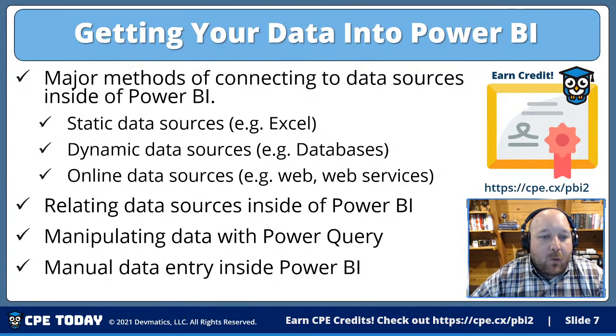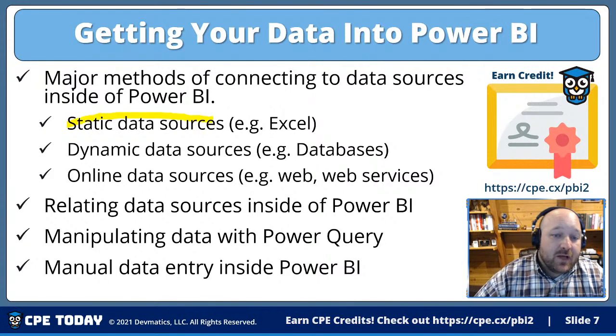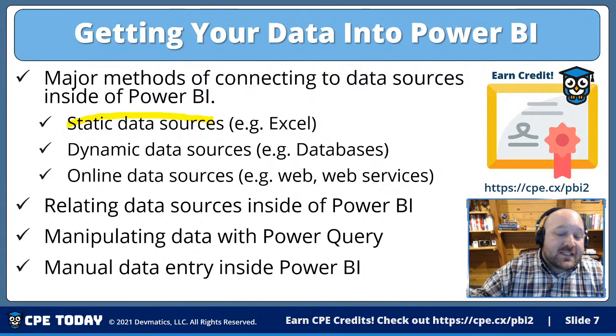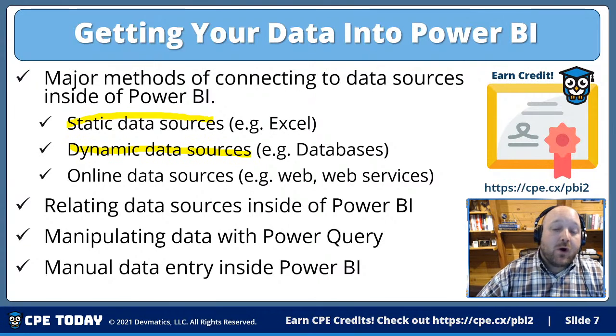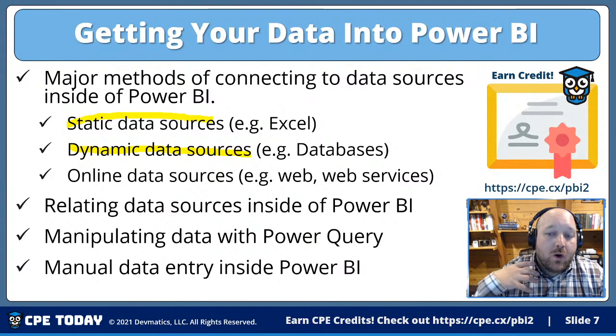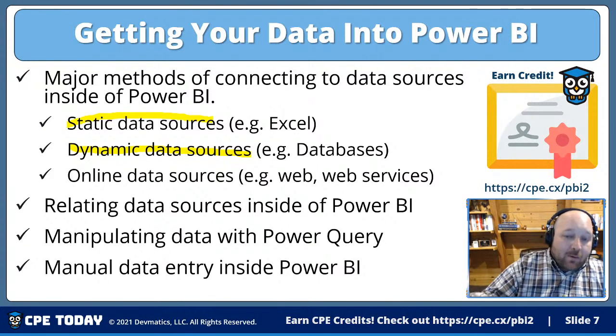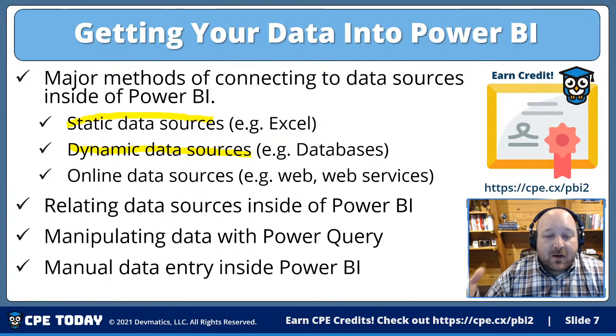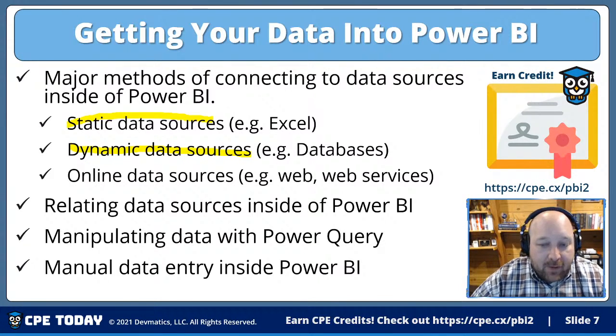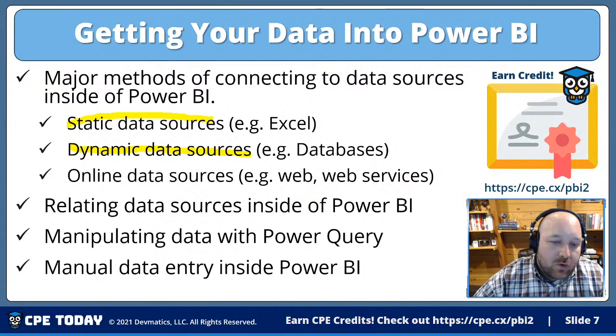Within Power BI, we can connect to a bunch of different types of things. Static stuff, for example, an Excel file, a CSV file, a tab file, whatever it might be. Dynamic stuff, which would be either hosted on our computer or on a cloud server or on a network location somewhere inside of our organization. And that's typically going to be our databases in whatever form that might be: MySQL, MSSQL, Oracle, HANA, whatever it ends up being.